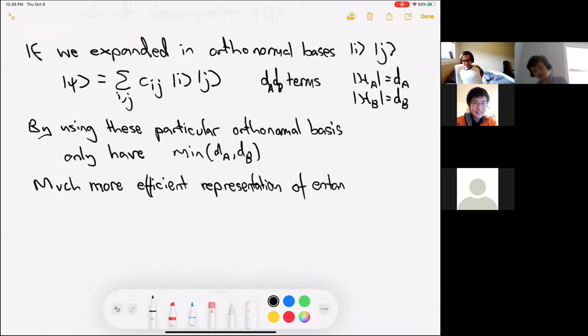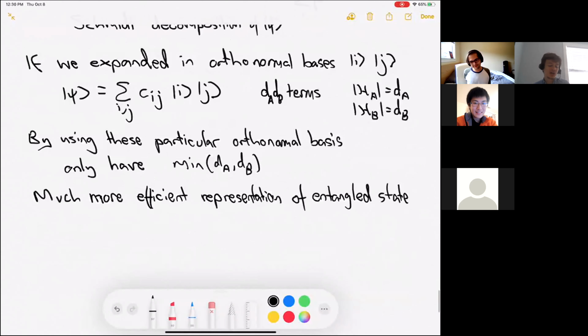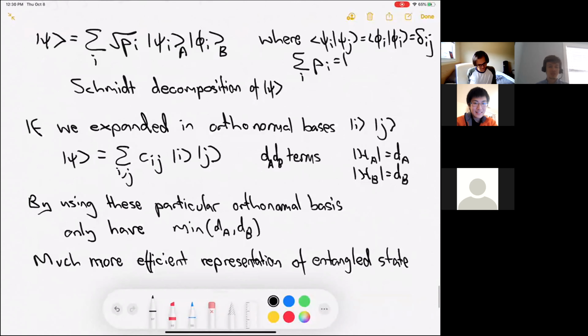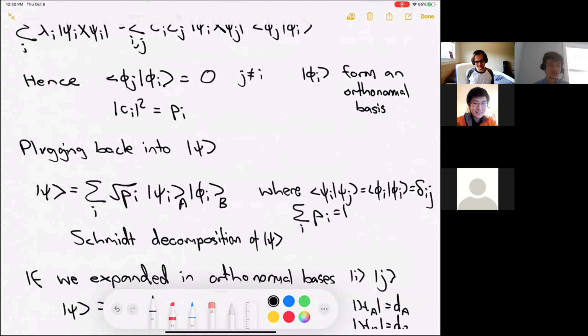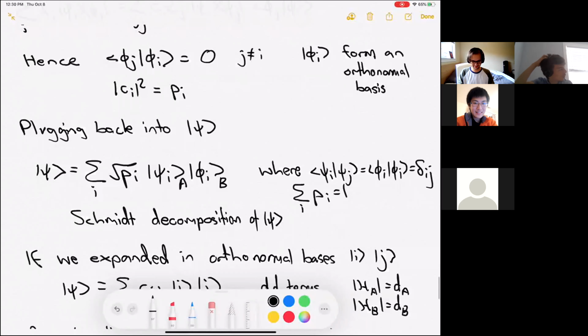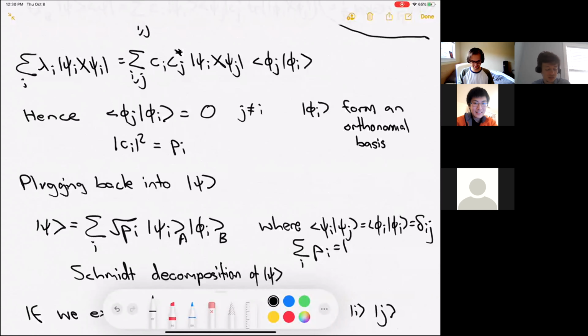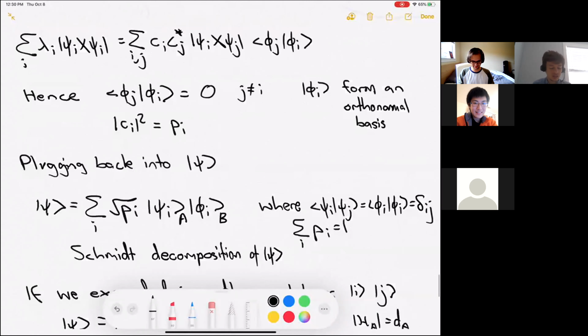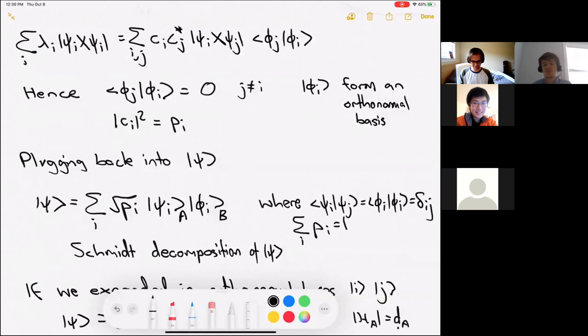It's very closely analogous to representing a matrix in its eigenbasis rather than in an arbitrary basis, right? In an arbitrary basis, it has d squared different elements. In its eigenbasis, we only need to know the d eigenvalues. It's a much more efficient representation in that sense. Of course, you still need to know what the eigenvectors are, so you still need some data, but the eigenvalues are far more efficient. Okay.